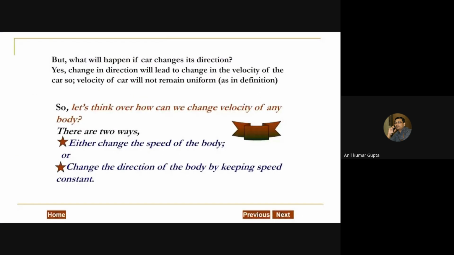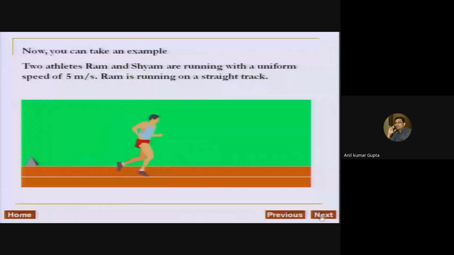But what will happen if the car changes its direction? Yes, change in direction will lead to a change in the velocity of the car. So the velocity of the car will not remain uniform as given in the definition. So let us think over how we can change the velocity of a body. There are two ways. One is you change the speed of the body, or change the direction of the body by keeping speed constant.